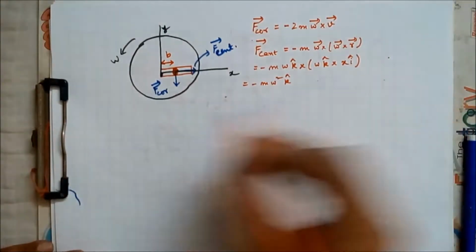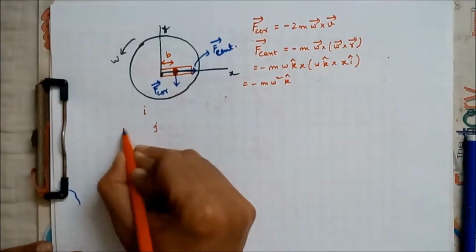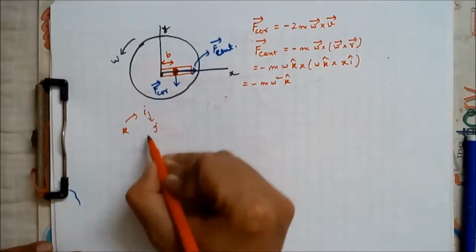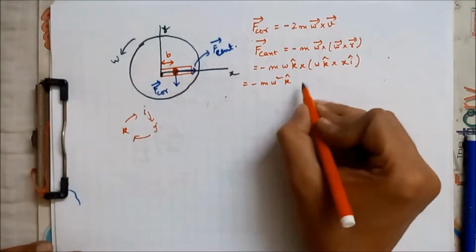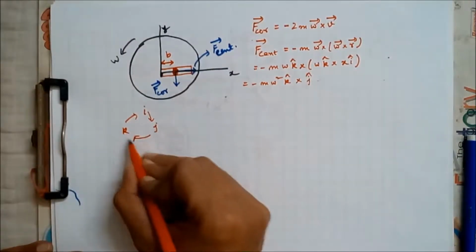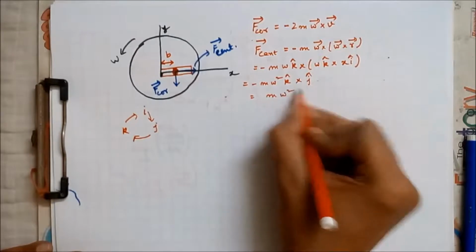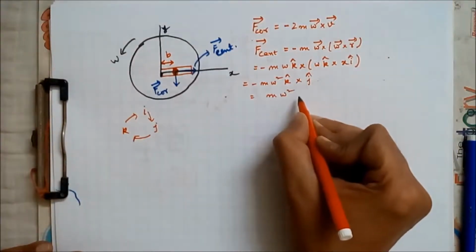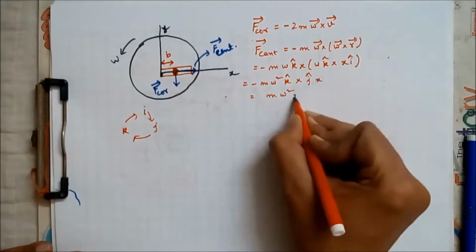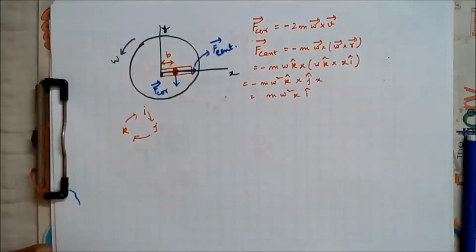Now what is k cross i? So let me just find that out. K cross i is equal to j. So this becomes k cap cross j cap, but k cap cross j cap is minus i, so the centrifugal force simply becomes m omega squared x, I've missed an x i cap. So that is our centrifugal force.